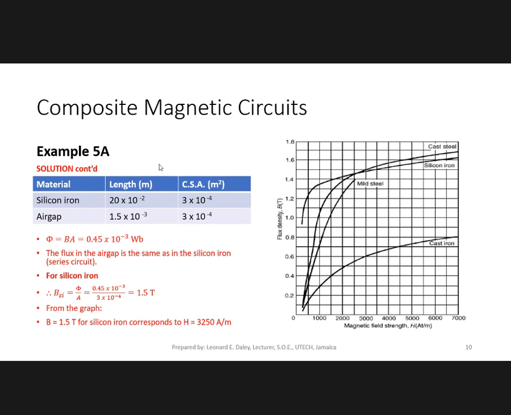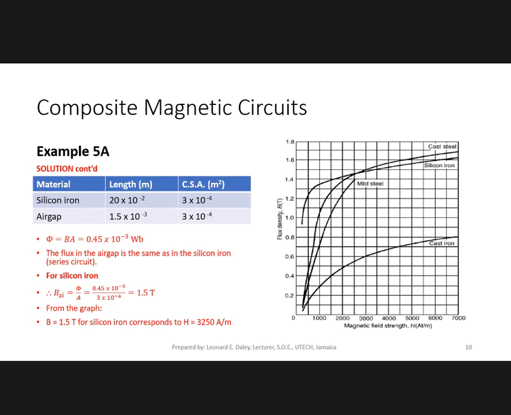Just another quick question. How does the permeability of air, as it relates to the magnetic flux, relate to the reluctance? All right. So permeability, how do we define it again? It is the ability of a material to allow flux to pass through.